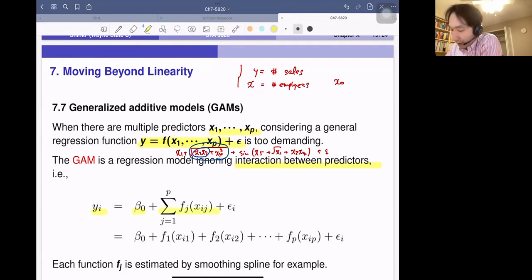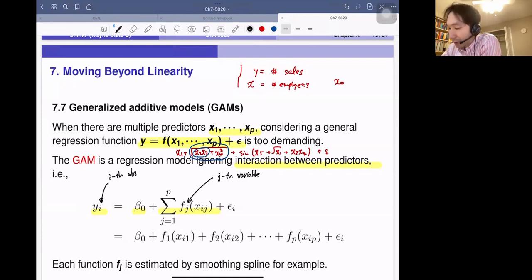of xij. Sorry, maybe this is a little bit unclear, but this i means the ith observation, and this j means the jth variable. So we have p predictors, so j is equal to 1 to p. And we have n observations, so i is equal to 1 to n. So yi is equal to beta naught plus the summation of fj of xij plus epsilon.